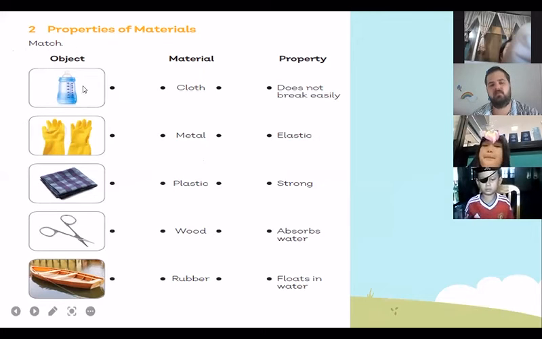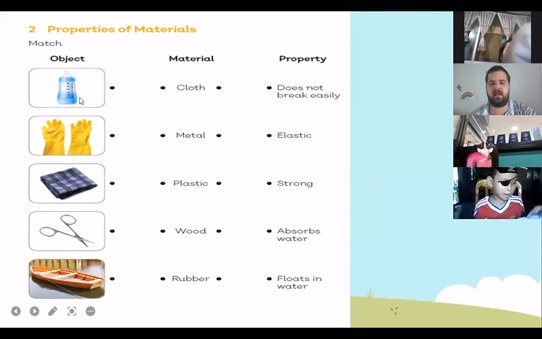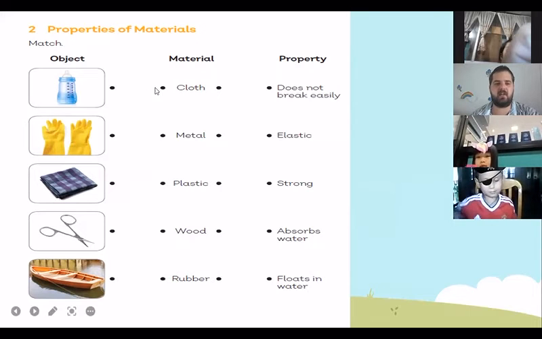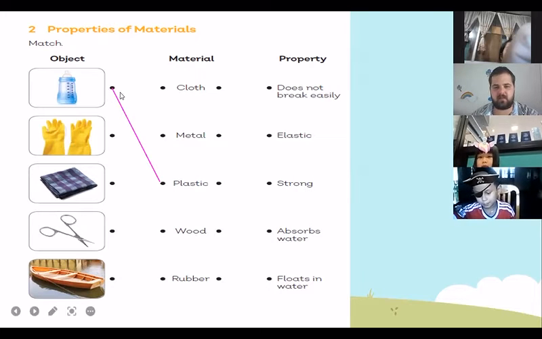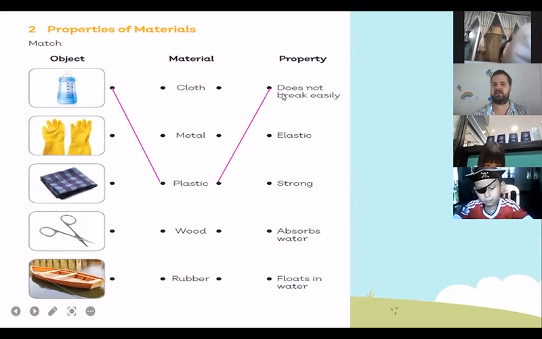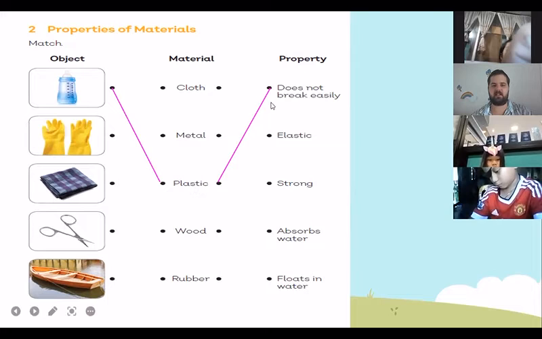Our first one is called a baby bottle. What is this made out of? What do you think? Plastic. Very good. So we have cloth, metal, plastic, wood, rubber. We're going to draw a line to plastic. The material is plastic. The property of plastic is that it does not break easily. So plastic is strong.